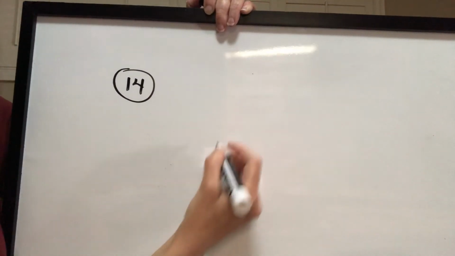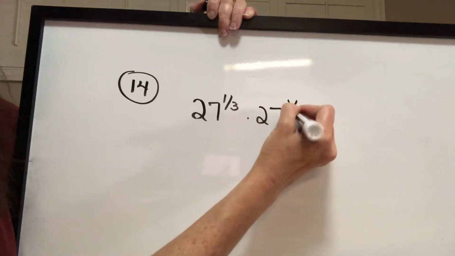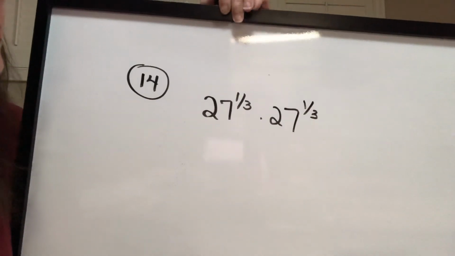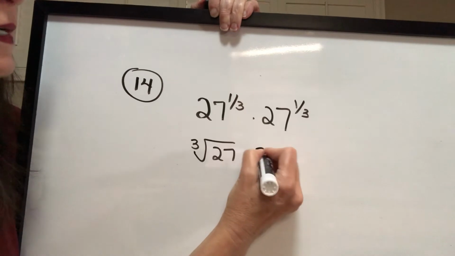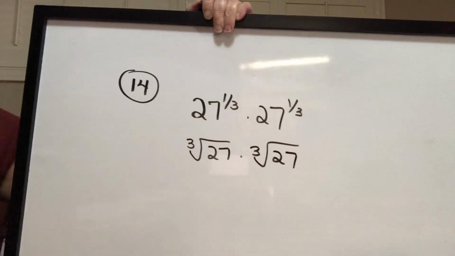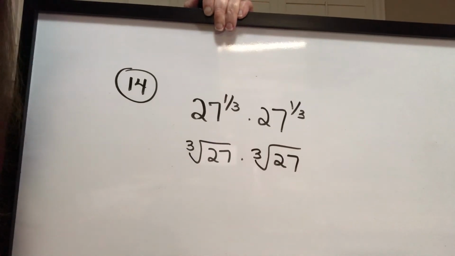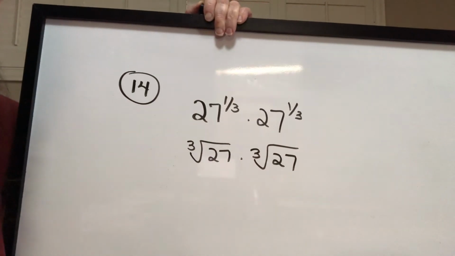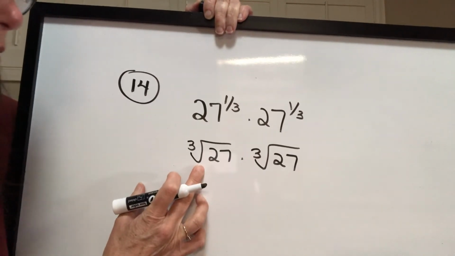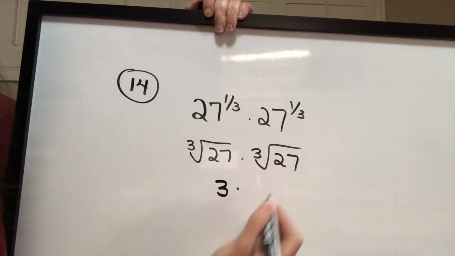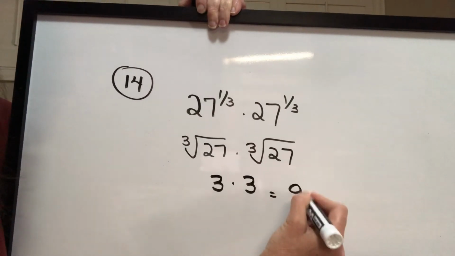Okay, so on 14 we have 27 to the 1/3 times 27 to the 1/3. So the 3 in the denominator makes this a cube root. So you could think cube root of 27 times cube root of 27. Since they're both cube roots, you could multiply 27 times 27, but you would get a pretty big number, and then you would have to take the cube root of it. An easier way is to note that the cube root of 27 is perfect. So that would be 3, and so is this one. That would be 3. So it's just 3 times 3, which is 9.